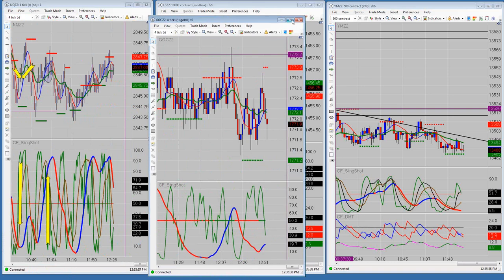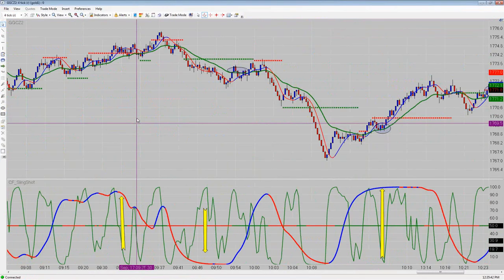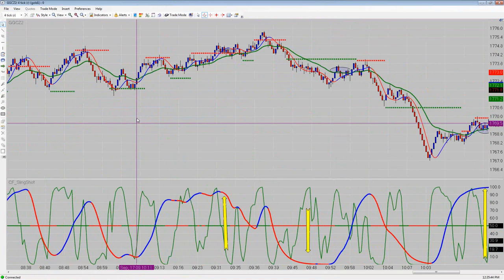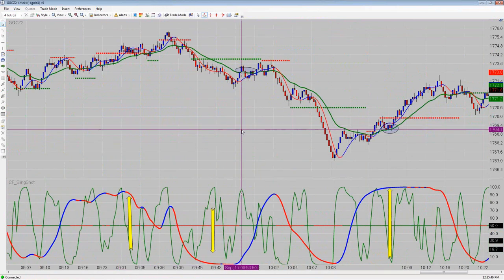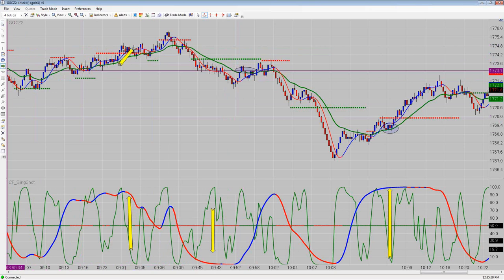Gold. I took a trade on gold this morning, but there were more opportunities. There were some nice opportunities on gold. I don't know which one I took. I think I took this one right over here. It was pretty early on. I took a long trade and I ended up getting one tick on it.